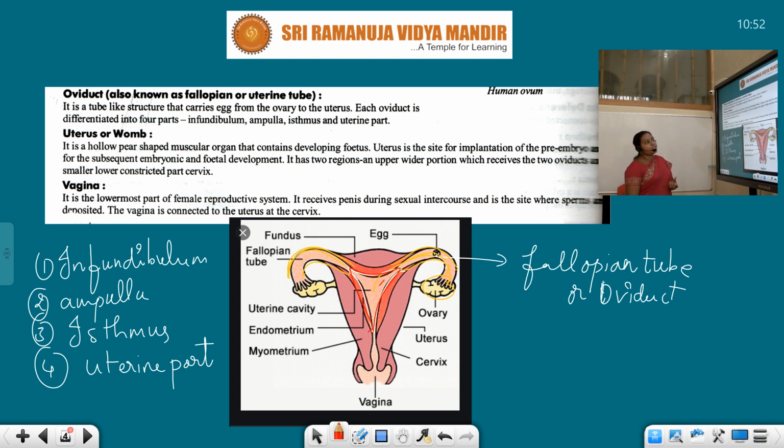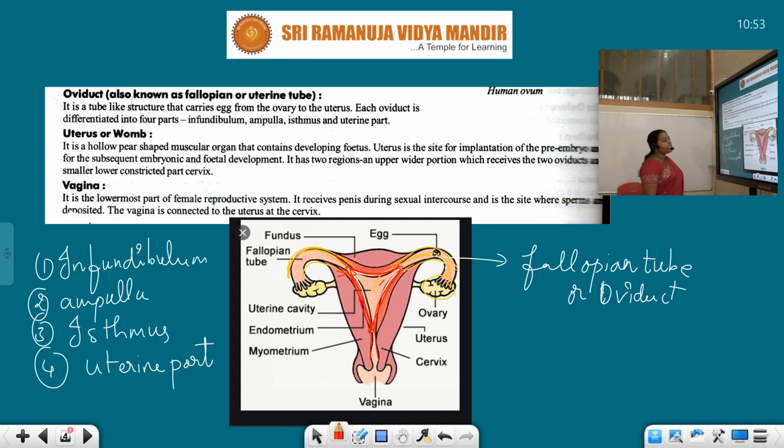It has 2 regions: the upper wider portion, which receives the 2 oviducts, and the lower narrow portion, called the cervix. See students, I said it is a pear-shaped structure. The upper wider portion is going to receive the oviducts of both sides, and the lower narrow part is known as the cervix, and it opens into the vaginal canal. This is the structure of the uterus. It is a very important part of our female reproductive system, and it helps in the implantation of the embryo as well as development of the fetus in the mother's womb. So uterus is also known as womb.